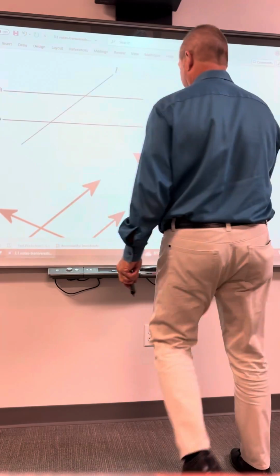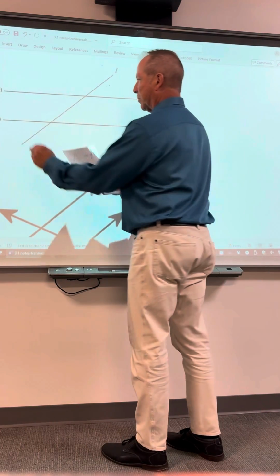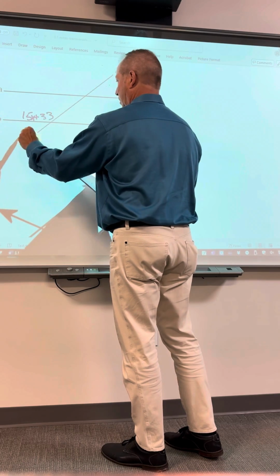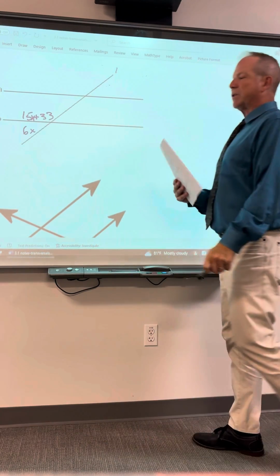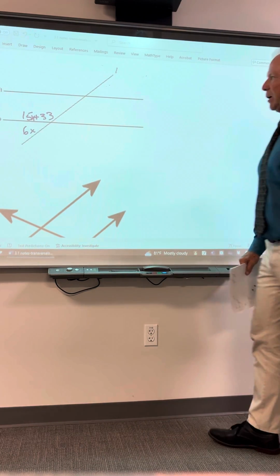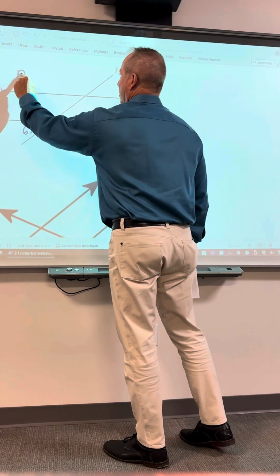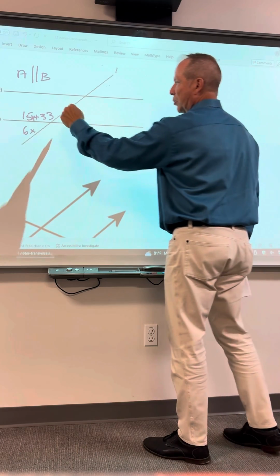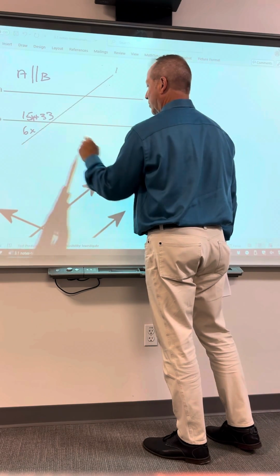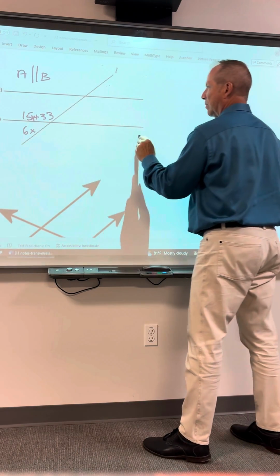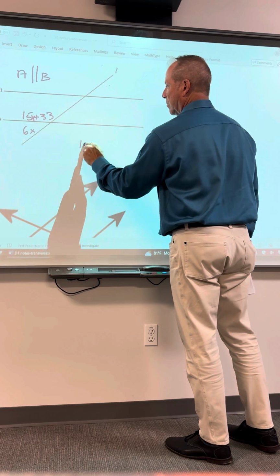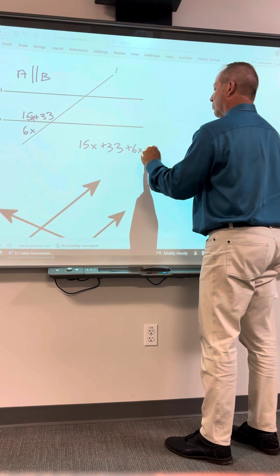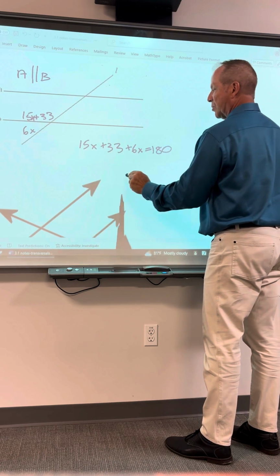Next picture. On your paper, you have the following. You have 15x plus 33 and 6x. So what would it take to solve for x and find all the angles, assuming that A is parallel to B? Well, those form a linear pair because it's an obtuse and acute, so you would add them together to equal 180.